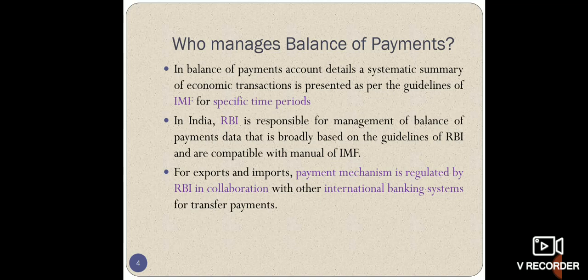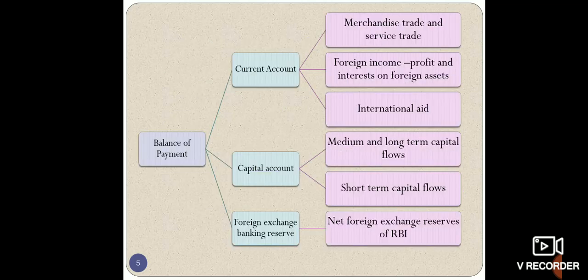In India, RBI is responsible for management of the balance of payment data that is broadly based on the guidelines of the RBI and are compatible with the manual of IMF. So in India, RBI is going to manage the balance of payment. For exports and imports, the payment mechanism is regulated by RBI in collaboration with other international banking systems for the transfer payments. So under the balance of payment, there are three accounts.